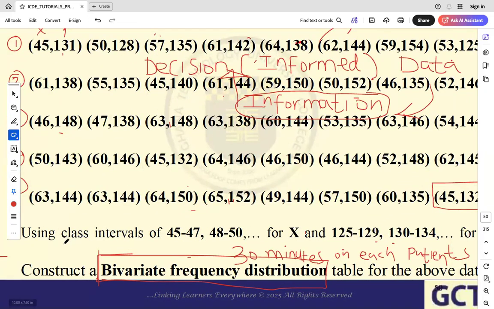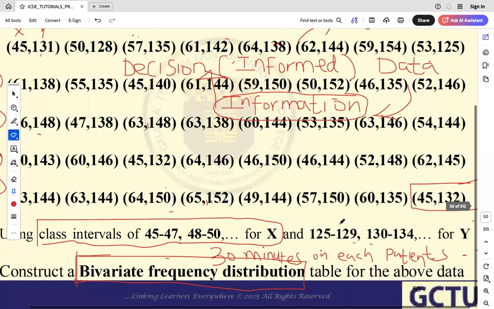using class intervals of 45 to 47, 48 to 50, three dots and so on, continue. It means you have been given the start. Start from 45 to 47, continue with 48 to 50, and keep going. So this is how we are going to do the class intervals for X.